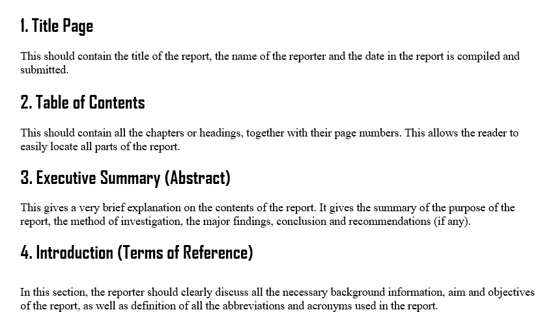The table of contents. This should contain all chapters and headings together with their page numbers. This allows the reader to easily locate all parts of the report. A summary, or what is called an abstract. This gives a very brief explanation of the content of the report. It gives a summary of the purpose of the report, the method of the investigation, the major findings, and the conclusion or recommendations, if any.